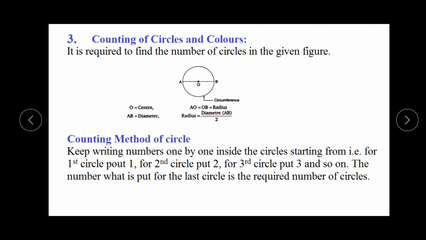This is the third type of analytical reasoning, counting of circles and colors. It is required to find the number of circles in this given figure. This is the circle in which O is the center and AB is the diameter. The radius is the diameter divided by 2. Counting method for the circle: keep writing numbers one by one inside the circles, starting from 1 for the first circle, 2 for the second circle, 3 for the third circle, and so on.